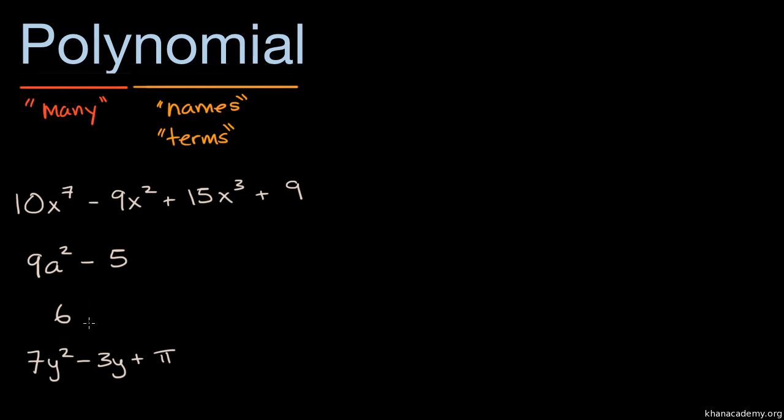So if these are examples of polynomials, what are examples of things that are not polynomials? Well, if I were to replace the 7th power right over here with the negative 7th power, so if I were to write 10x to the negative 7th power minus 9x squared plus 15x to the 3rd power plus 9, this would not be a polynomial. So I think you might be sensing a rule here for what makes something a polynomial, that you have to have non-negative powers of your variable in each of the terms.